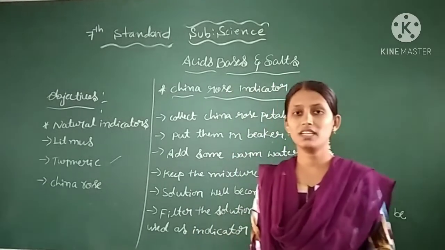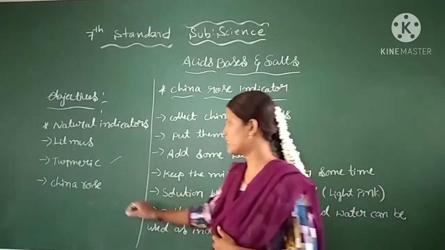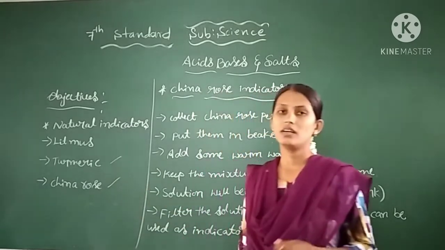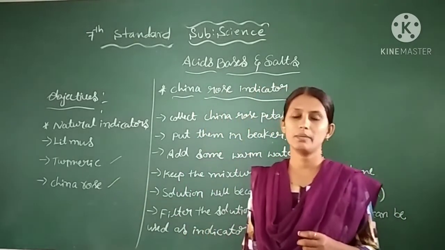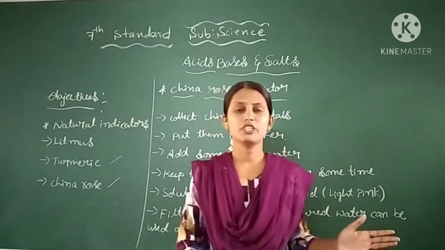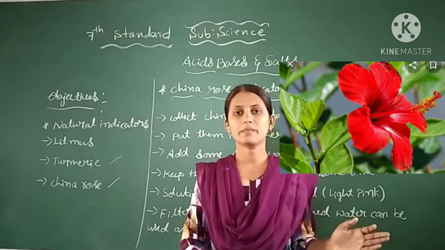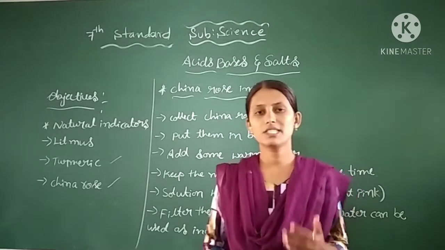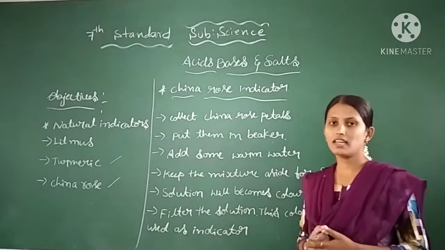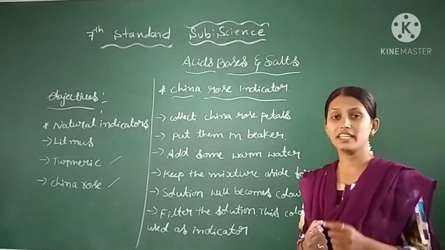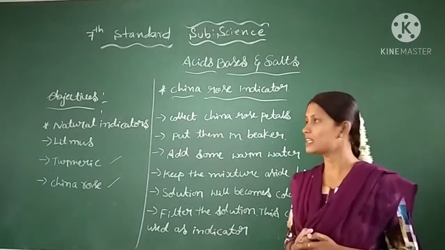Yes, now we will move on to the next type of natural indicator, that is the China rose indicator. China rose is one type of flower. This is a picture of the China rose flower. By using this flower, we can prepare the China rose indicator. Let us learn now how to prepare the China rose indicator by using the China rose petals.